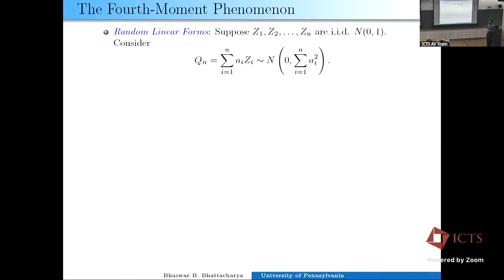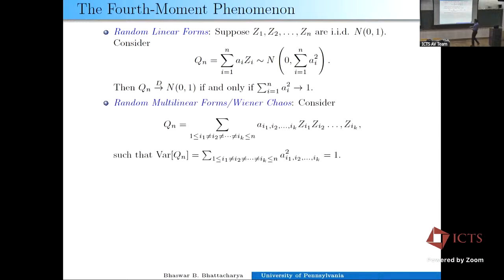So it's a linear combination of normals. A linear combination of normals is another normal, and we know what the variance is. So we know this quantity is going to converge to normal(0,1) whenever the sum of the squares of the a_i's goes to 1. There's nothing going on here. This is very simple. But let's now look at a random quadratic form or a random multilinear form.